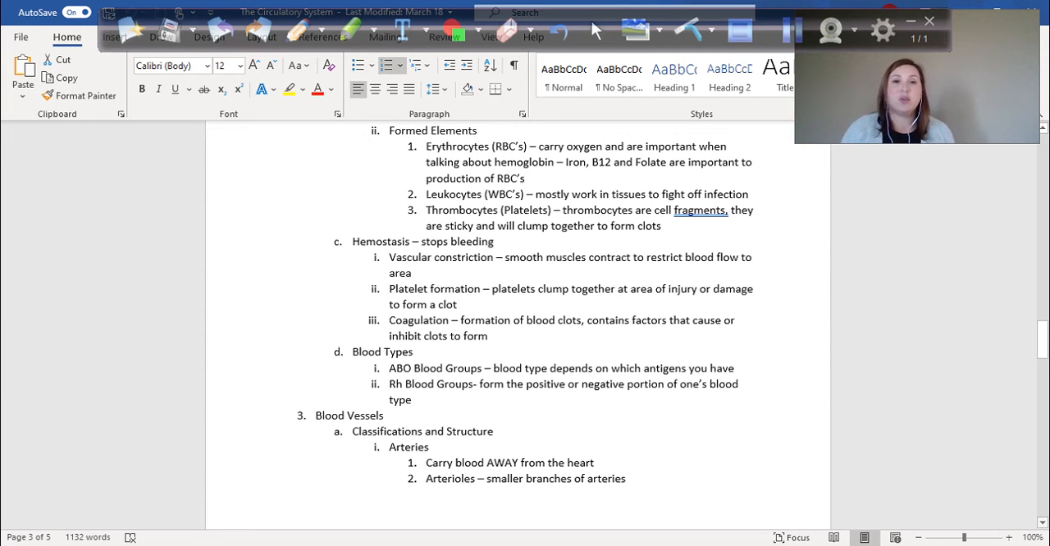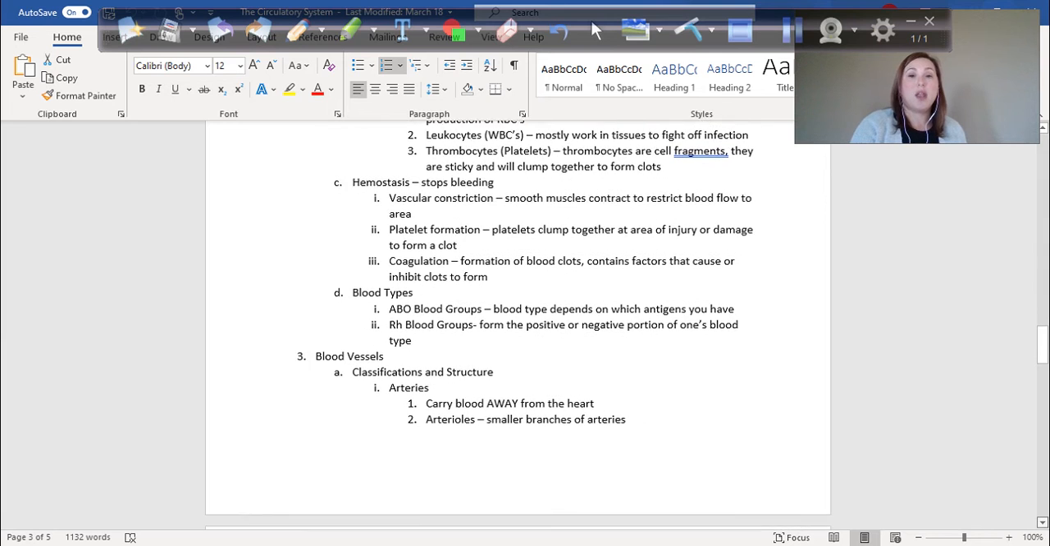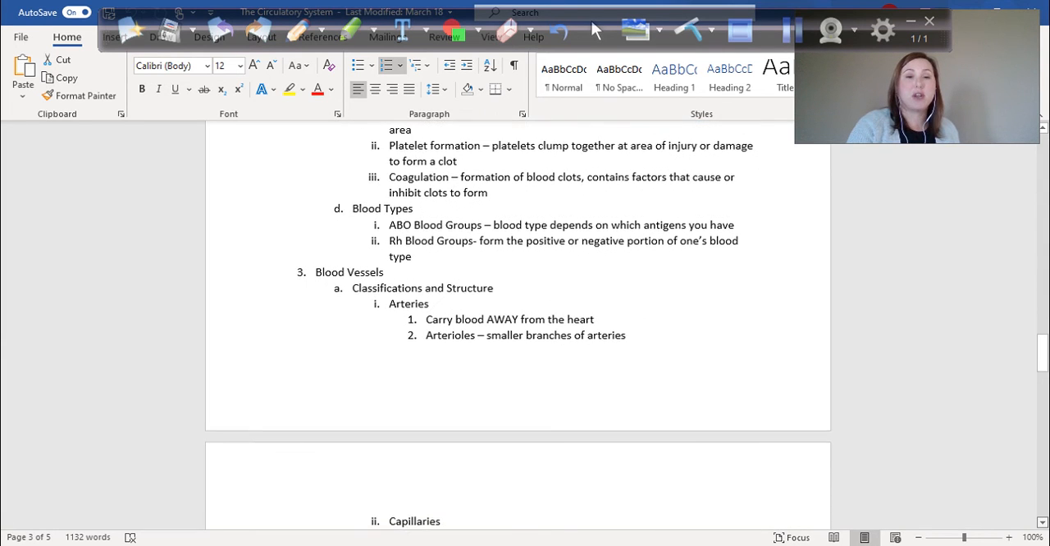Blood types. So we've all heard of blood type, and we all have a blood type, but what blood type you have depends on which antigens you have and what develops as you're growing in utero. The Rh part, that is just the positive or negative portion. So if you're A positive or O positive, whatever blood type you are, that Rh factor is what decides that positive or negative portion.